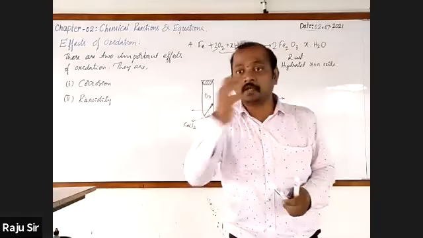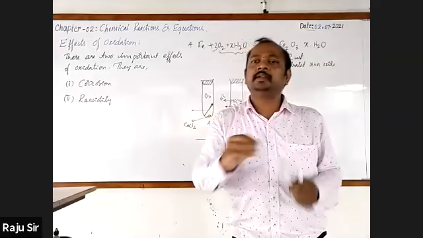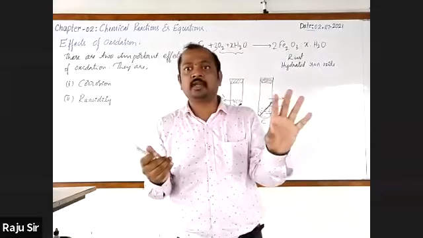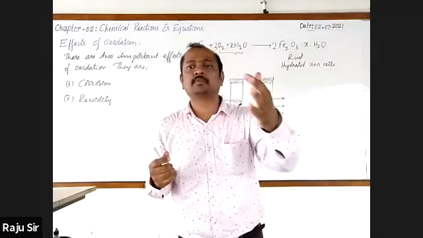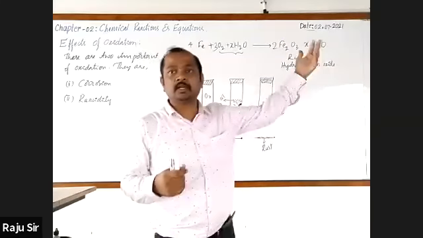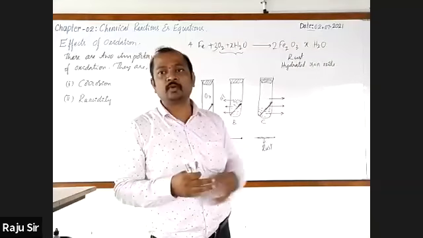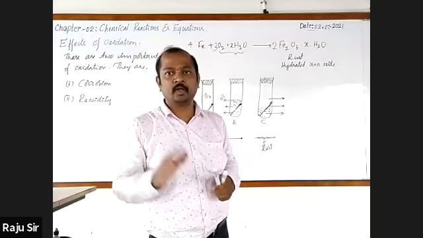Now you just write about corrosion. Sir, on the product side, how have you written that x, sir? On the product side, in the case of rusting of iron, there can be any number of molecules of water. Any number of molecules of water may be there, so that is why we have taken x. You may take y also, you may take z, as it is an unknown quantity.